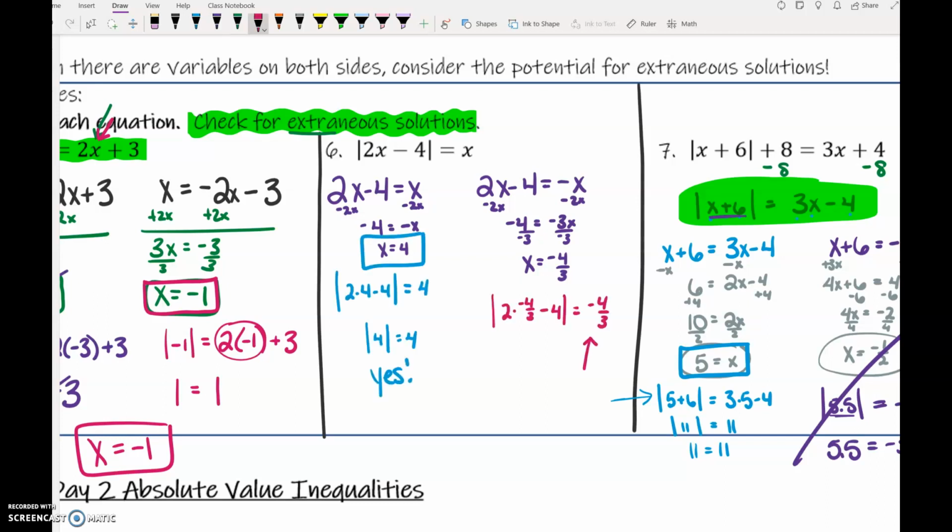So I checked my first answer. It worked. Yes, x equals 4 is a solution to this absolute value equation. Then I started checking x equals negative 4/3, and I noticed, wait a minute, absolute value equals negative. That's not supposed to be that way. So before I wasted my time trying to type all that in my calculator, I'm just going to say nope and cross that one off.